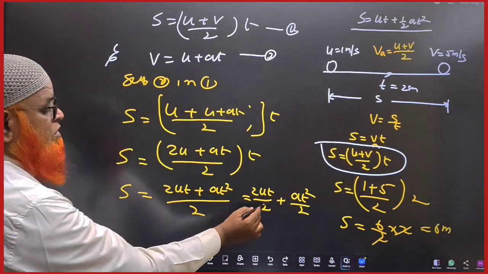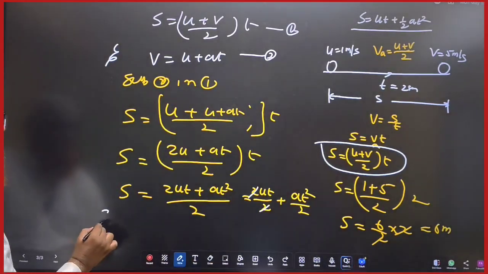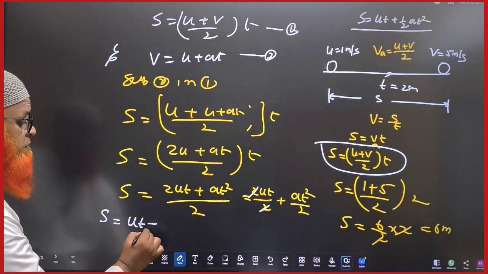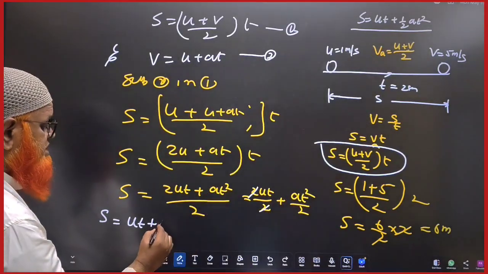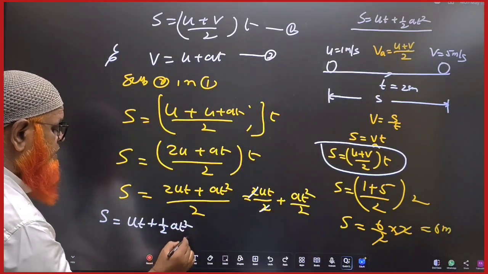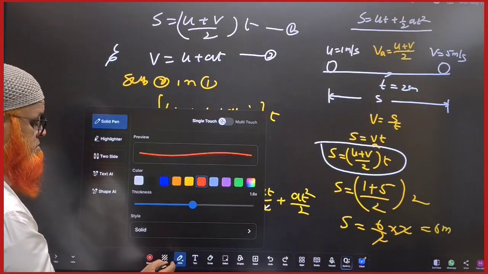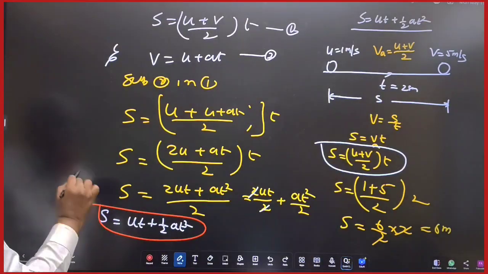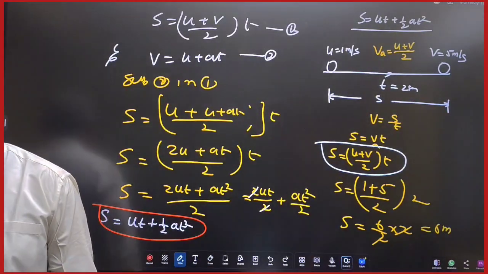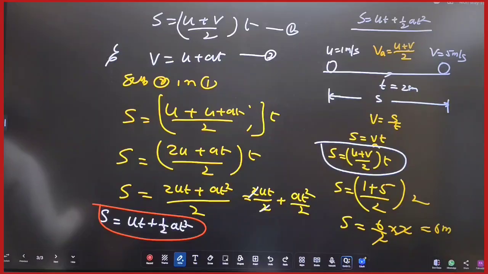Okay, so what's going to happen now? The 2 gets cancelled. Therefore, S is equal to ut plus, if you take it outside, half at square. So you got the displacement. Understood, all of you? Okay, so you got the displacement now.